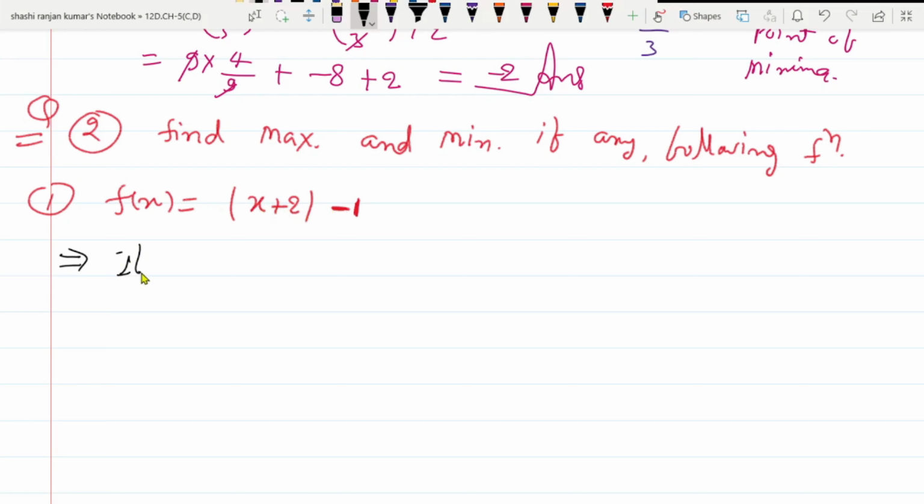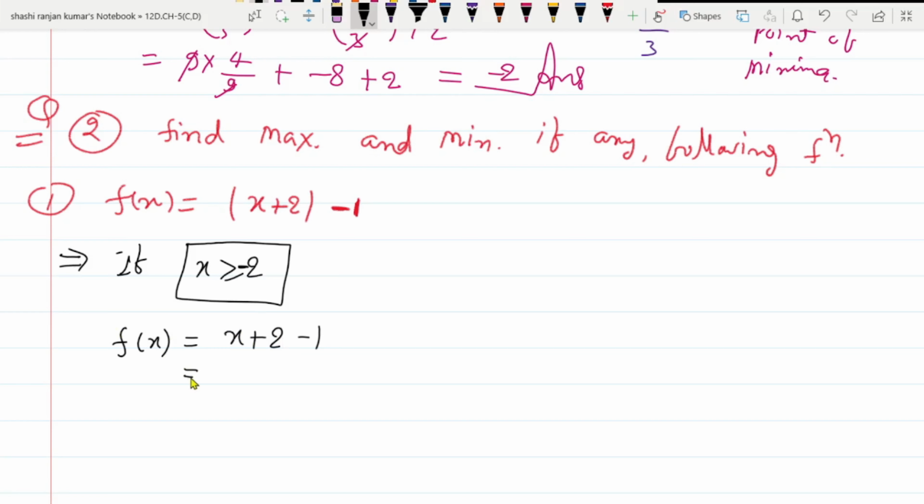If x is greater than or equal to minus 2, let us put a case when x is greater than or equal to minus 2. Then you know the fact that the mod will be positive here, right? If mod is positive, we can open this very simply, like that. This is x plus 2 minus 1. So we have to take the two cases.